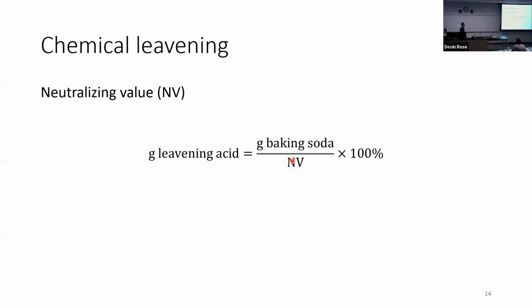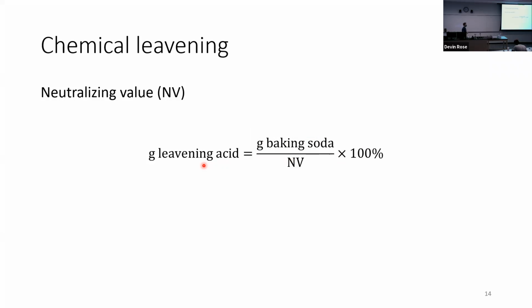So, if I had a neutralizing value of 100, and I wanted to neutralize 2 grams of baking soda, I would take 2 and I would divide that by 100 and multiply by 100. So I would need 2 grams of leavening acid to neutralize that.